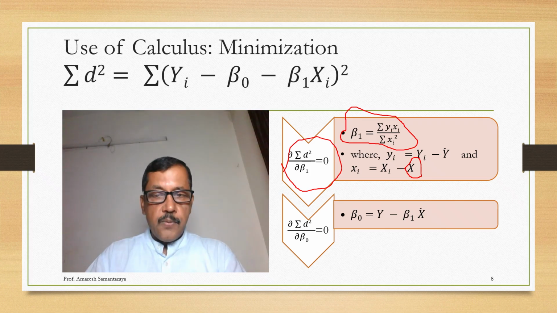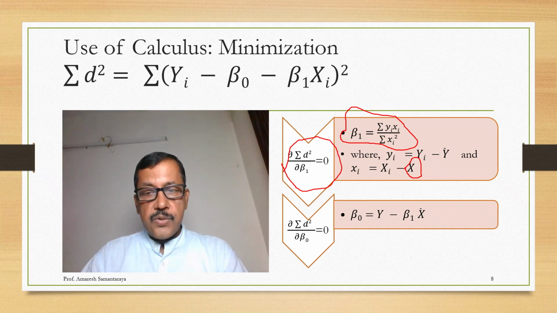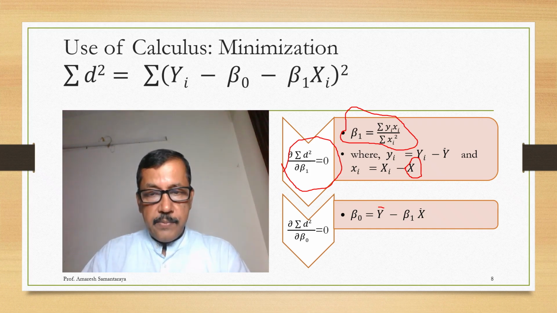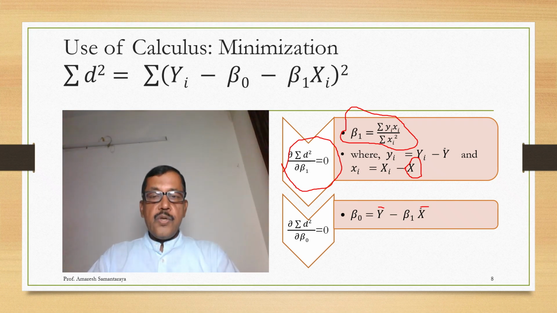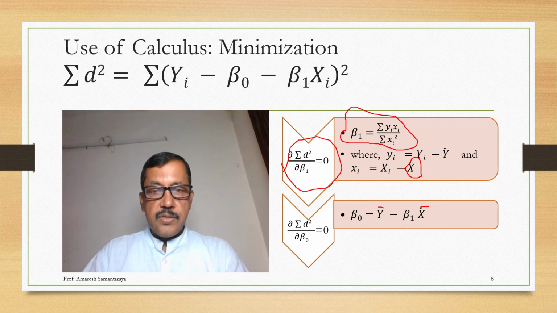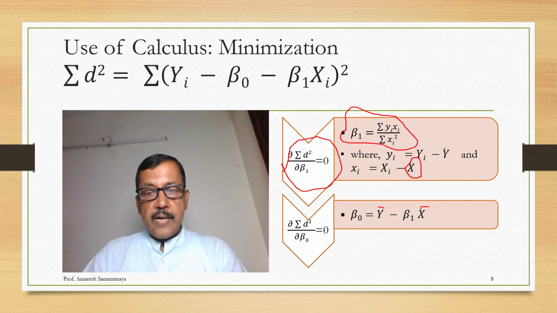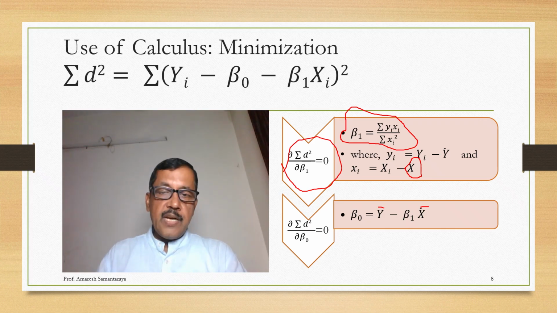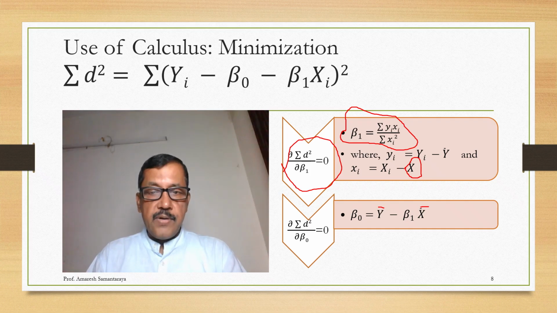to beta 0, in the second bullet here, and setting it equal to 0, I get beta 0 is equal to y bar minus beta 1 x bar. So here it is y bar, the mean of y, minus beta 1 x bar. Beta 1 we have already got in the first bullet, and we have the sample of y, so out of that we get the mean value of y. From the sample of x, we get the mean value of x, and then using that we can calculate beta 0.